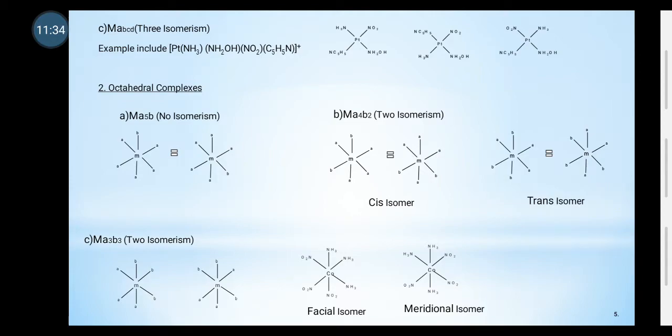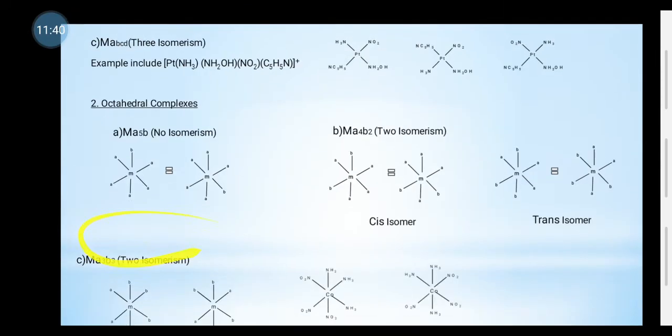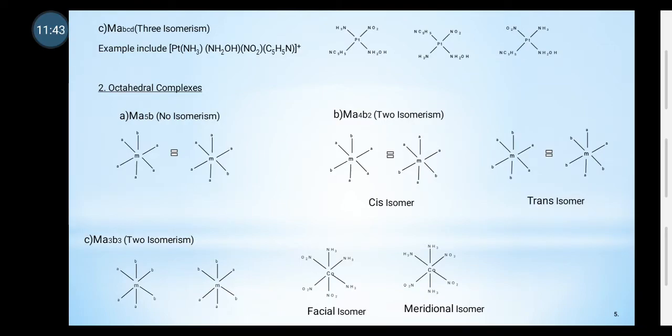I progress again by representing my central atom with M and my ligands as A3 and B3. When I did that, I noticed 2 isomers. The 2 isomers I was able to get are what I now represented as this, which is known as the facial isomer or meridional isomer. We call it FAC and we call it MER. This is what I was able to denote from my MA3B3 isomer.